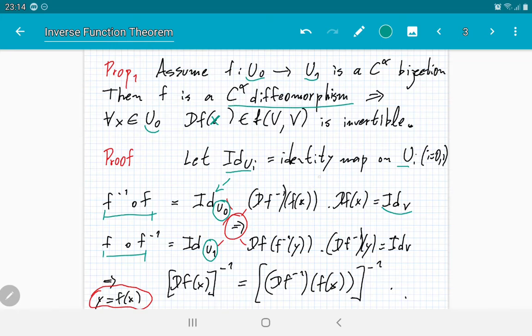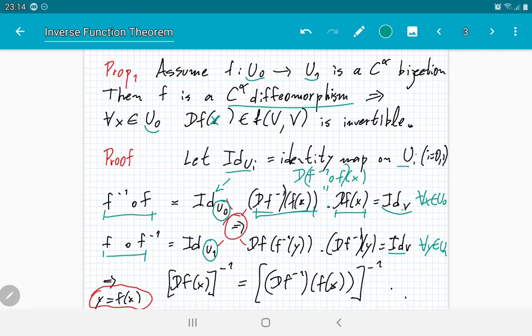And here's what the chain rule gives me. If I want to compute the derivative of a composition, the derivative of f minus 1 composed with f at x, that's df minus 1 applied to f of x, composed with the linear transformation df of x. Now I know that this times this is the identity. And I can repeat the reasoning in the other direction: this is for all x in U0, and for all y in U1, I have the opposite. So df of f minus 1 of y composed with df minus 1 of y is the identity map over V as well.